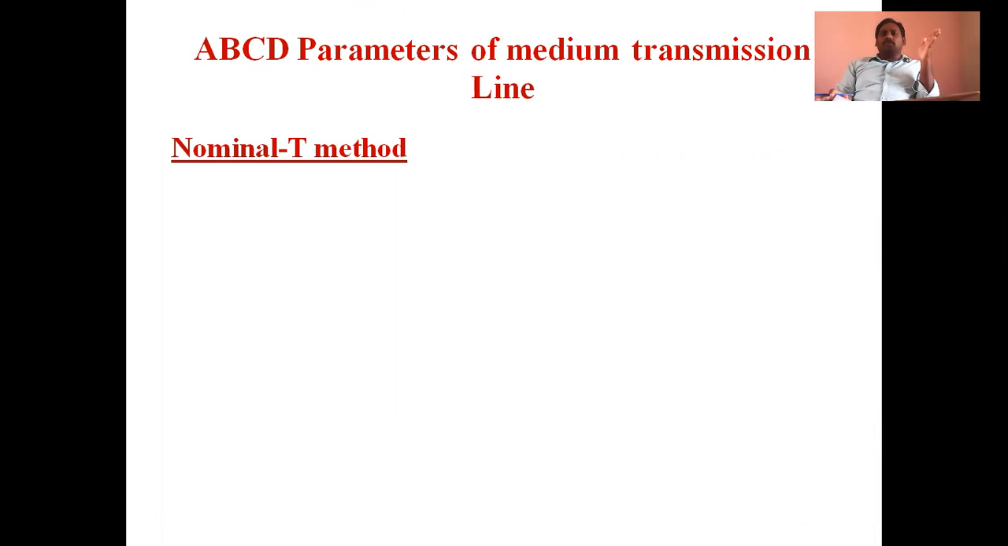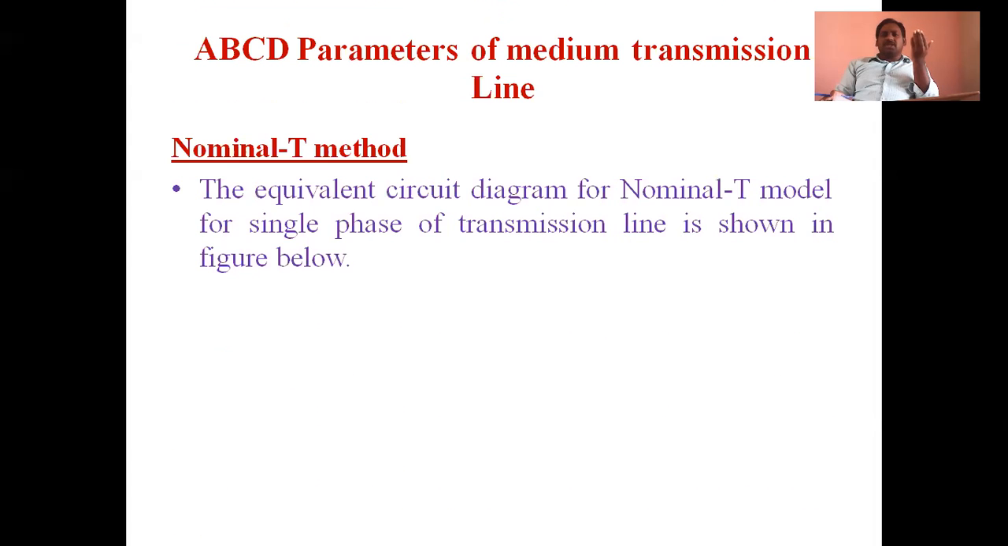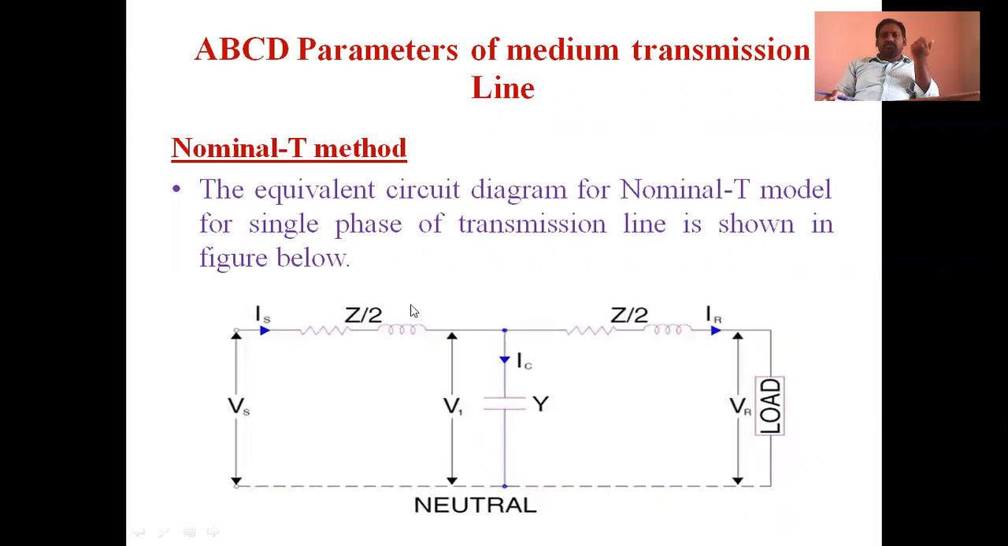Then the impedance is split: one half, (R plus jXL) by 2, is at the sending end and one half, (R plus jXL) by 2, is at the receiving end. This is Z by 2 on the sending end side, and this is Z by 2 on the receiving end side. V1 or V dash is the voltage across the capacitor which is connected at the middle of the transmission line, and Y is the admittance or susceptance, the reciprocal of the capacitive reactance.